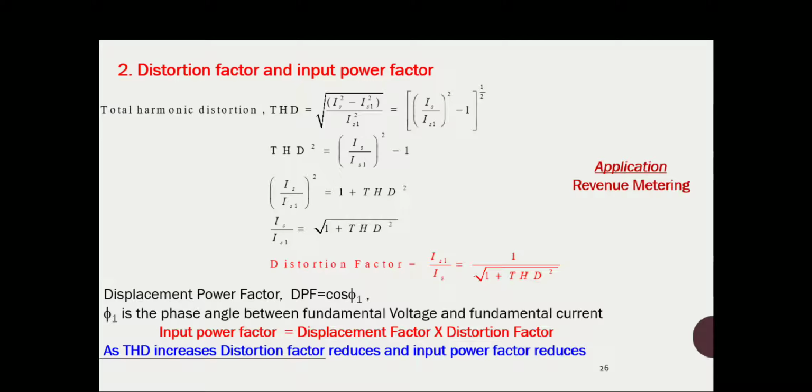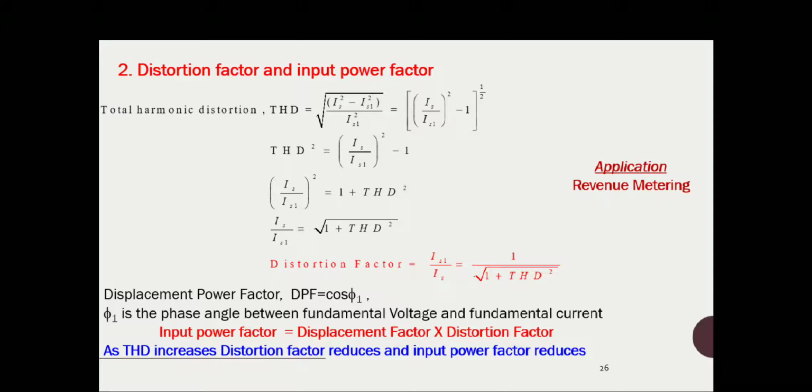But our distortion factor is the ratio between the RMS value of the fundamental source current to the RMS value of the source current. So that is given as Is1 by Is. Distortion factor is Is1 by Is, so in terms of THD, it is 1 by square root of 1 plus THD square.